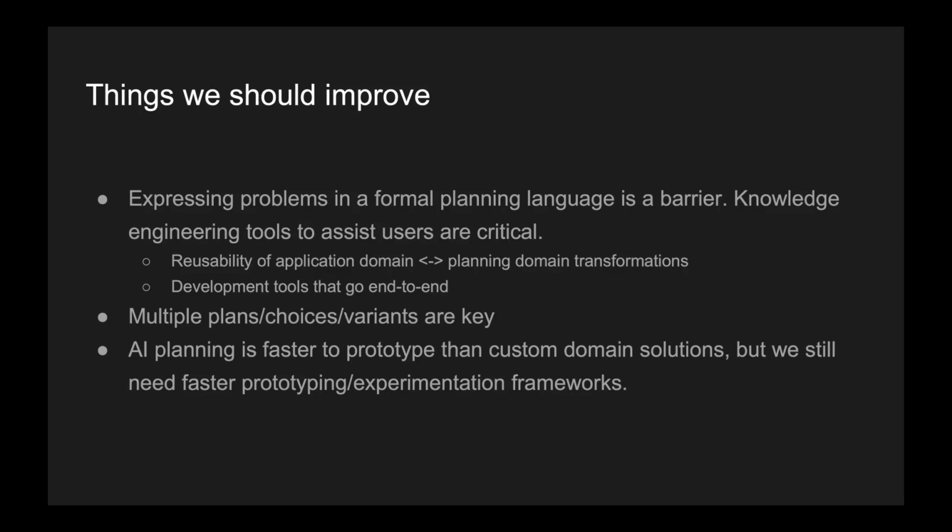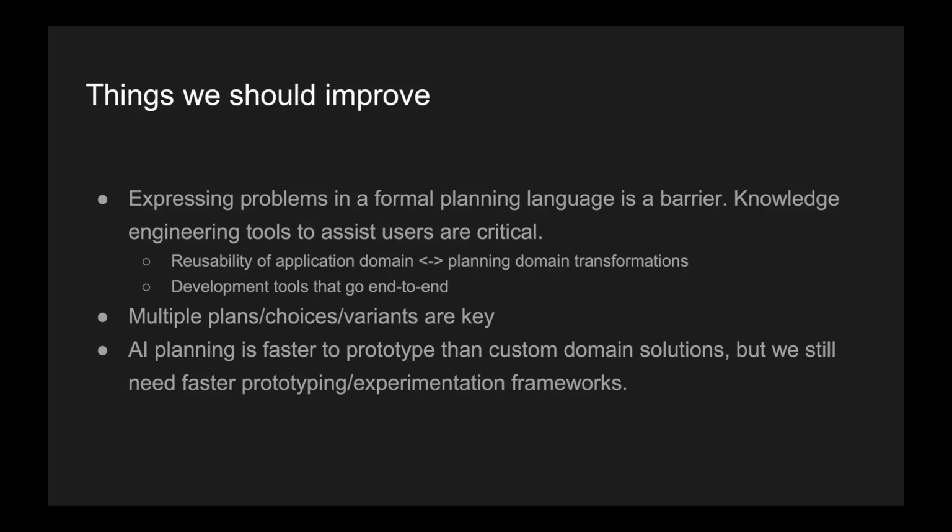And finally, AI planning is a faster way to prototype than building a custom domain solution. Writing your own algorithm to do search in your own space, versus translating it to a planning problem, writing the PDDL, trying out planners, and figuring out what possible sets of actions you have, is faster than writing your own algorithm over a custom search space. The problem though is we still are lacking in integrated frameworks and tools that go end to end, so we can rapidly prototype.